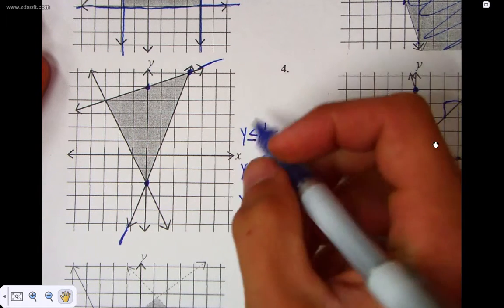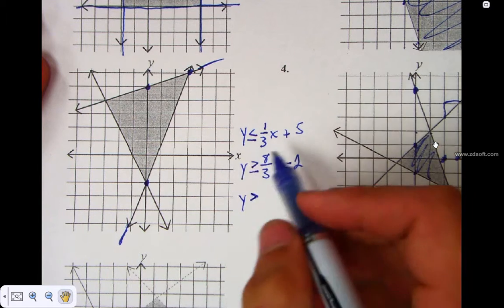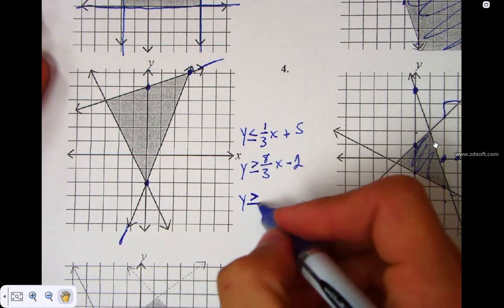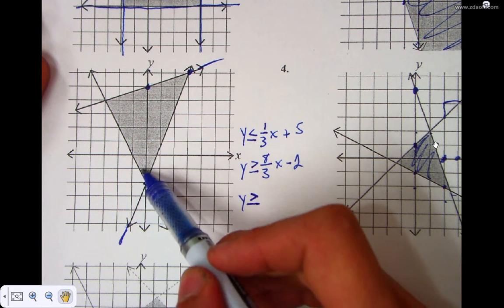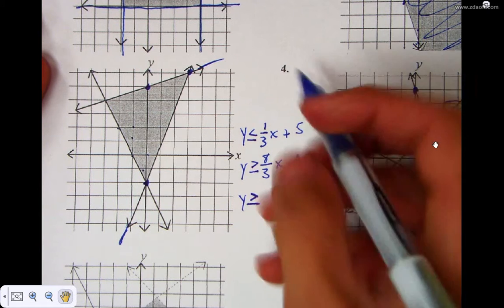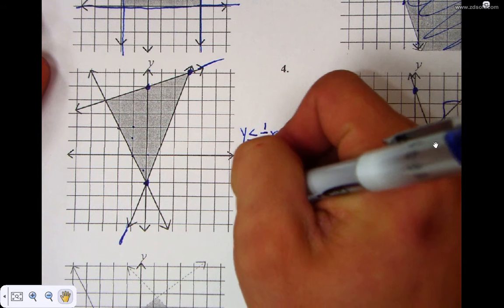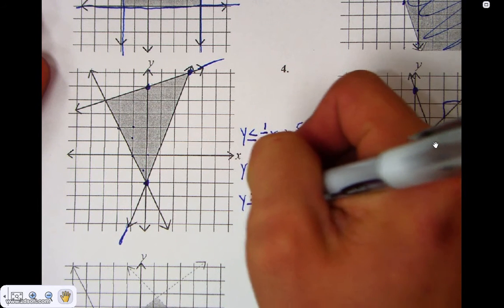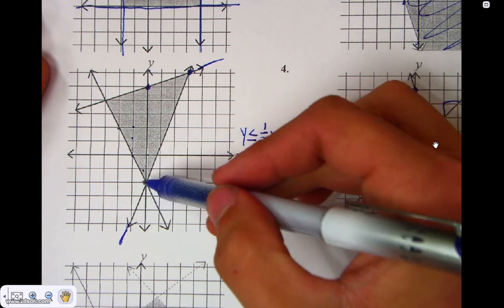Then y, again I shaded above this one, greater than, and my line is solid, so greater than or equal to. My slope looks like it goes up 2, left 1, so 2 over -1. So I can write 2 over -1, or I can just write -2 over 1 x like that. And then my starting point again is at -2.